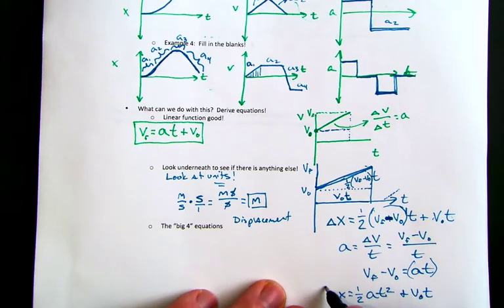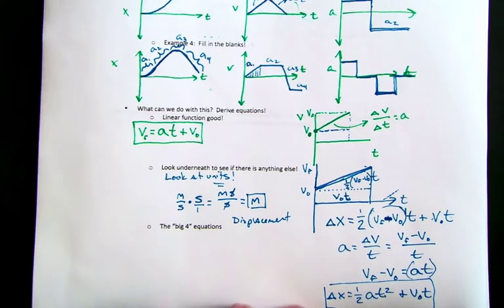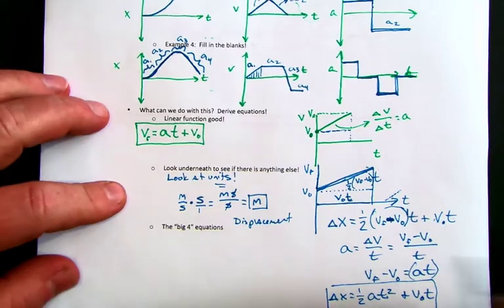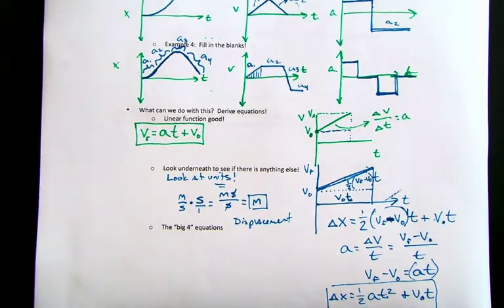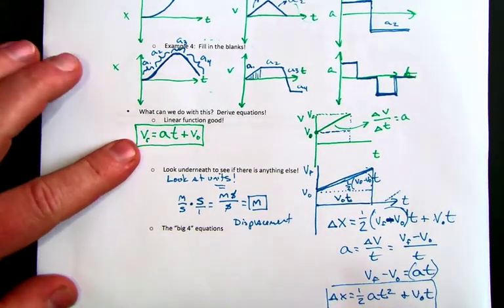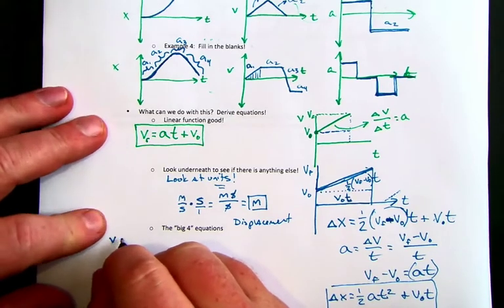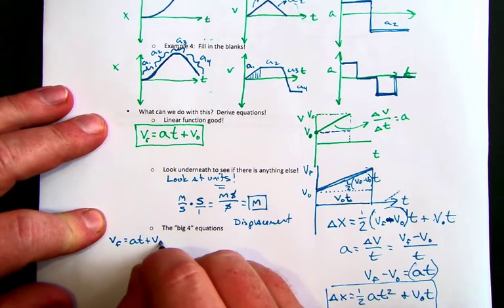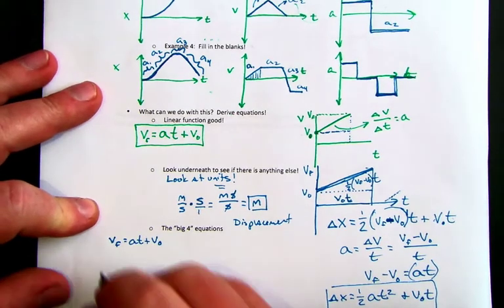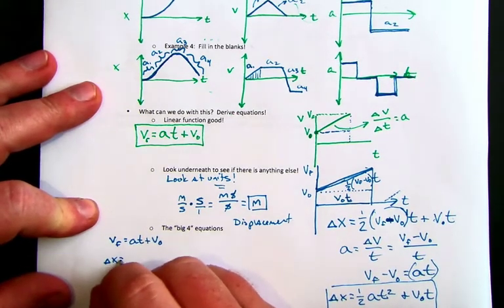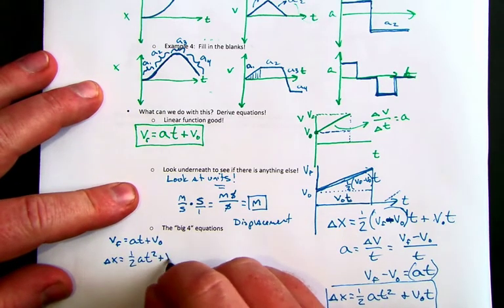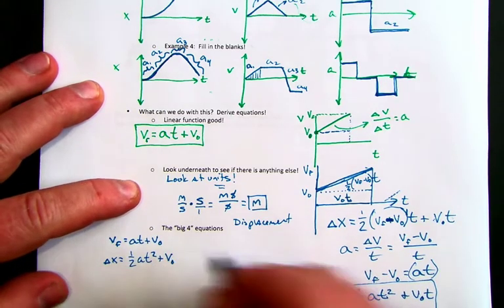So that is a second equation that you will never have to memorize. I'll always give it to you, but it's one of your kinematics equations. Now let's go ahead and write what we call the big four equations. Two of them we have already. VF equals a t plus V naught, where V naught is initial. Change in position, delta x, equals 1/2 a t squared plus V naught times t.